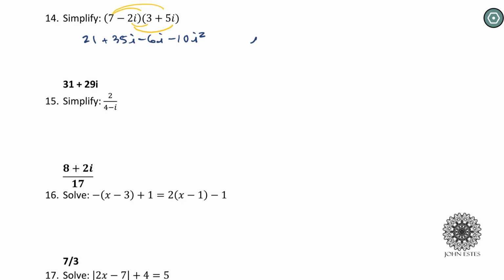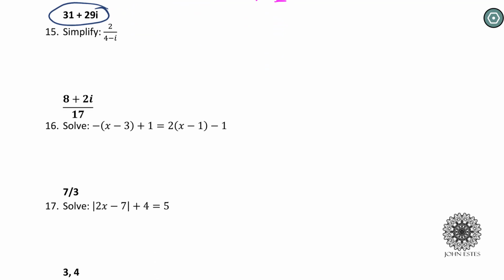Now remember, i squared is the same thing as negative 1. So this actually becomes a real number again, because that's negative 10 times negative 1, which ends up becoming a positive 10. So now when I combine my like terms, I have a 21 and a 10, which would be 31, and I have a 35i minus 6i, which ends up with 29i. So there we have it, 31 plus 29i.